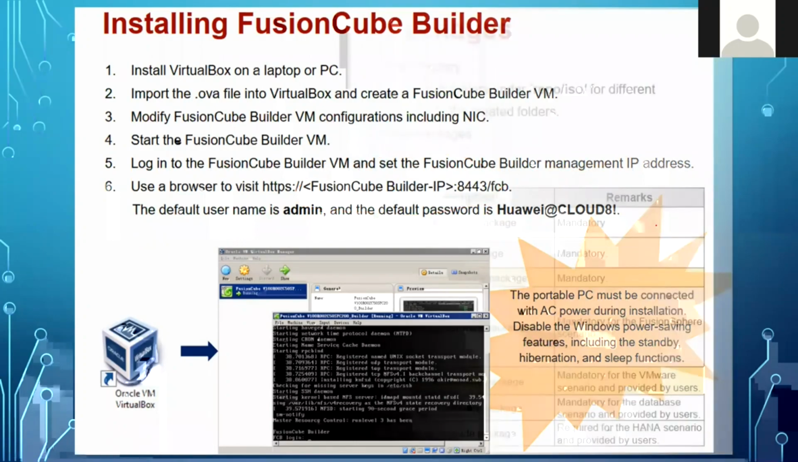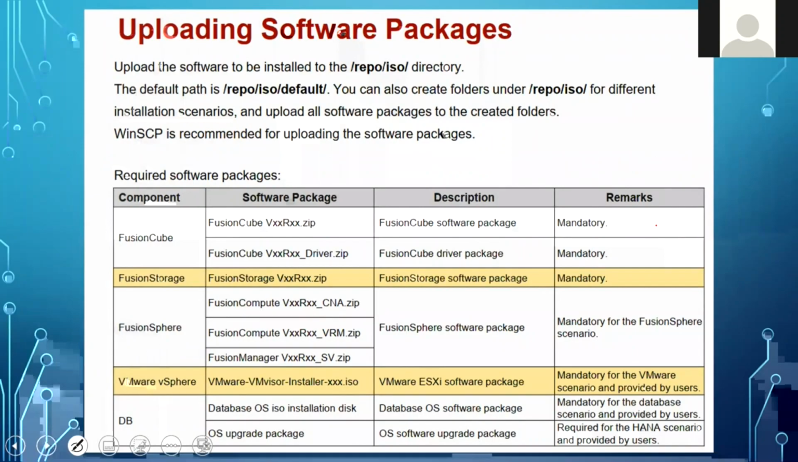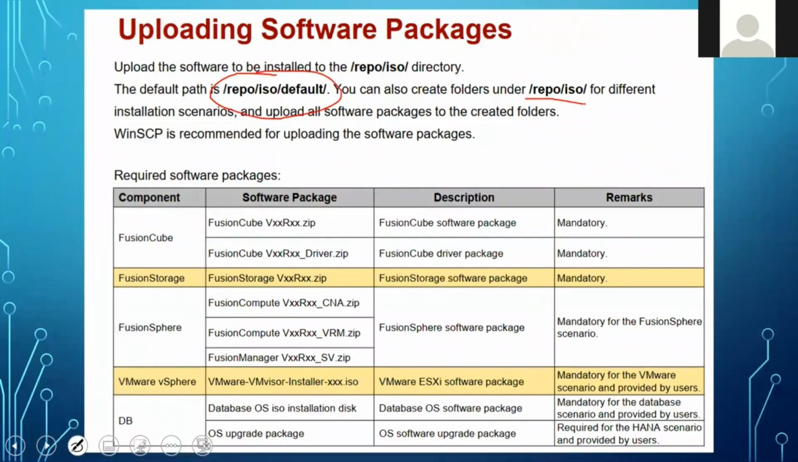Okay, before deployment, you need to download these software packages from the Huawei website, and you have to upload these packages to this folder in the FusionCube Builder VM. So this is the path. You have to upload all the files to the FusionCube Builder VM.